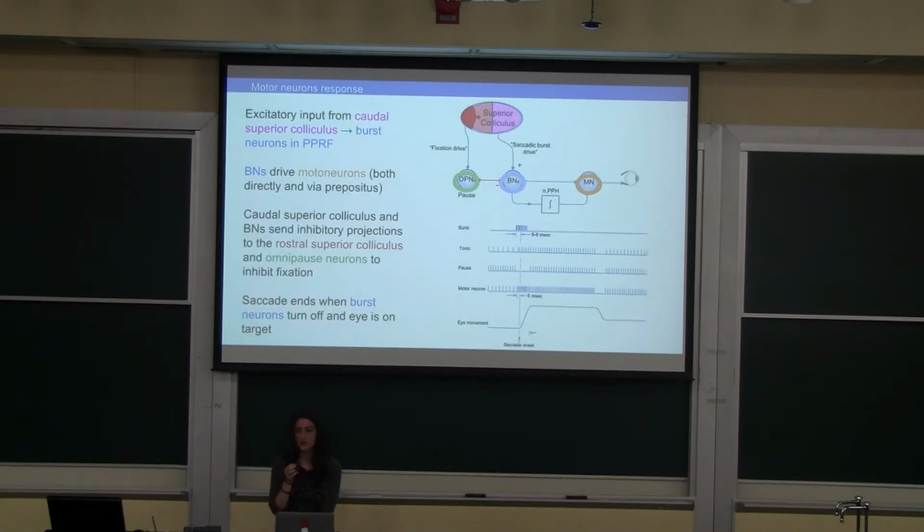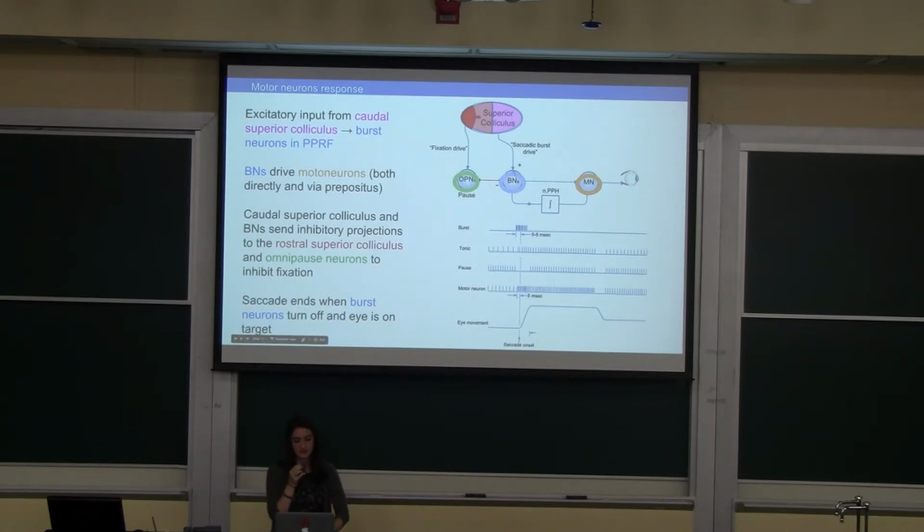Okay, so when actually performing a saccade, here's the breakdown of the pathway. First you have an excitatory input that comes from the superior colliculus, and this is divided into the caudal and rostral areas of the colliculus. So the burst neurons are excited from the caudal area, and the saccadic burst drive derives from this portion.